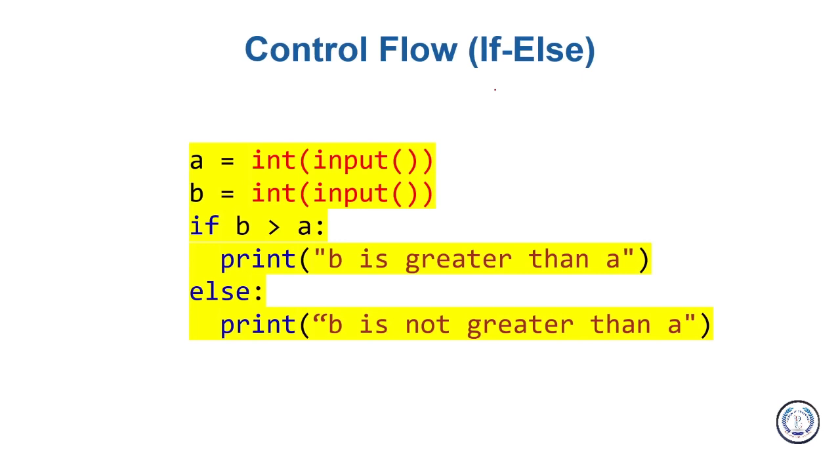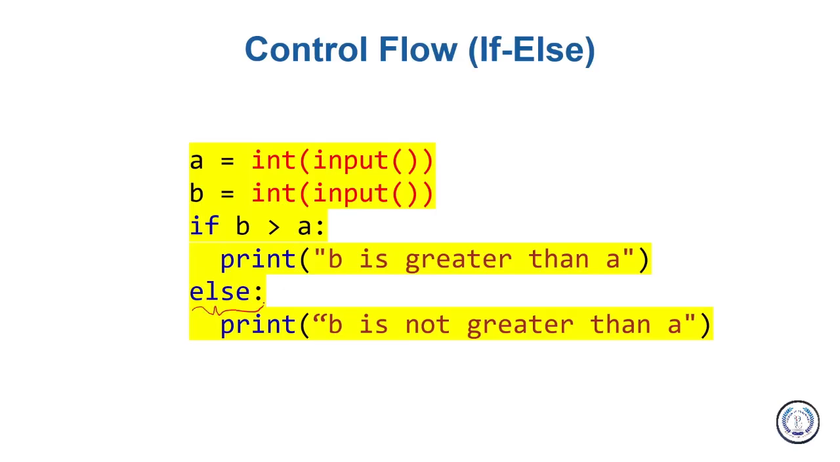Okay, in the last video we saw if condition, and we actually had an example in which we wanted to just print the greater number. So we input a number A, we input a number B, and if B is greater than A, we printed B is greater than A. Then we applied another if condition to check if A is greater than B, then print A.